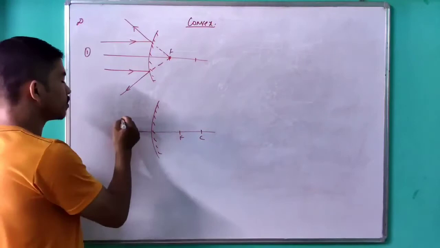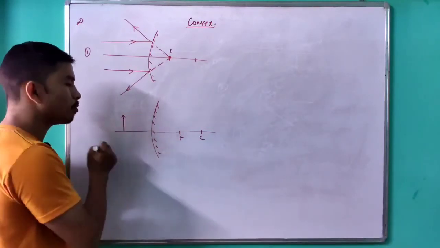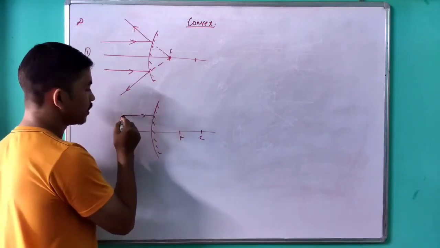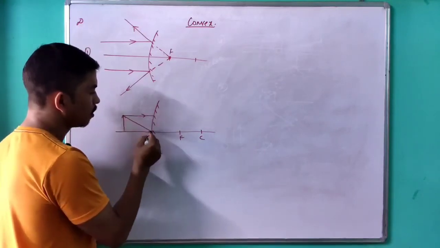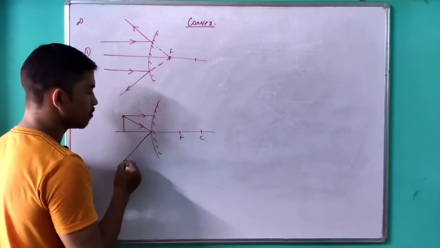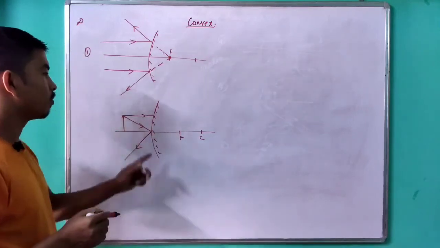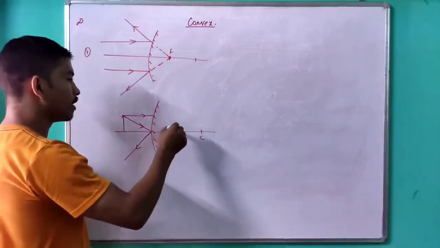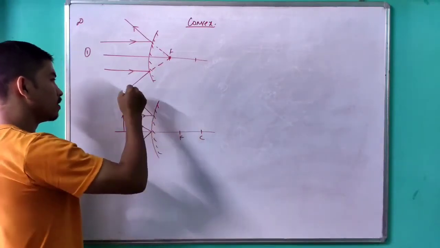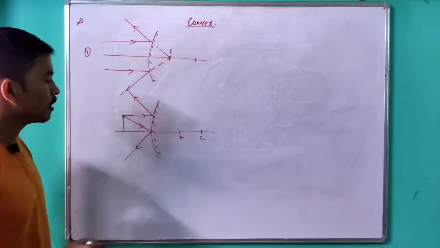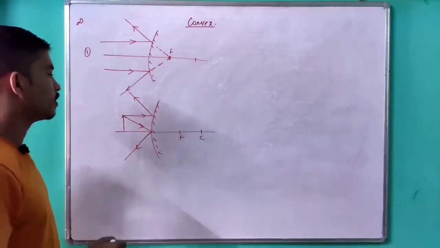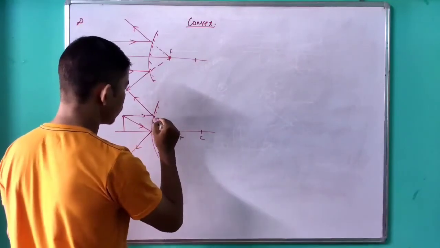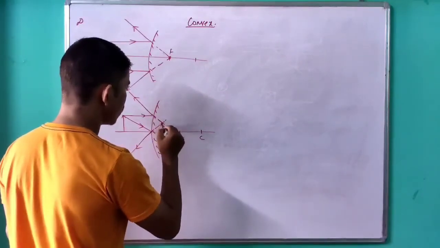The second case is when the object is at any point on the principal axis. I draw two rays, one parallel, another incident at the pole. This one will get reflected back in this manner, and the one that is parallel to the principal axis will appear as if it was coming from the focus, so it will go in this straight line. The image will be obtained by extending these two reflected rays backward. So the image is formed here.